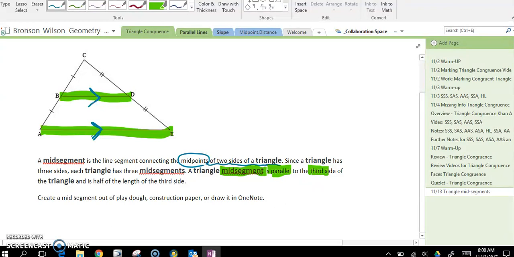Okay, here is what you need to remember from today. You need to remember that the midsegment is parallel to the third side of the triangle. And this midsegment, BD, is half the length of the third side. So if I said that AE was 10, take a moment and figure out what line segment BD, the triangle midsegment, would equal.